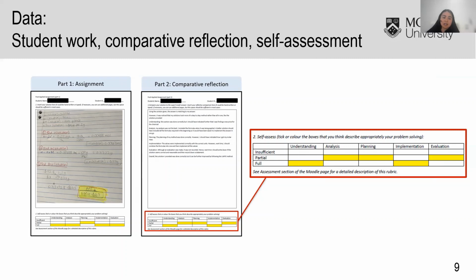And you can already see here, the student changes their mind from, in part one, they believe they're fully engaged with the element of evaluate. And then in part two, once they have now seen the expert solution, they reassess and they think that they partially engaged with evaluate.